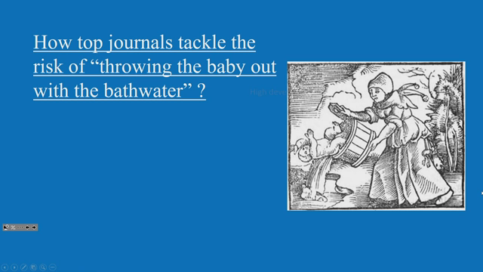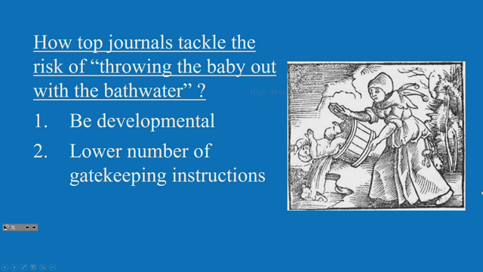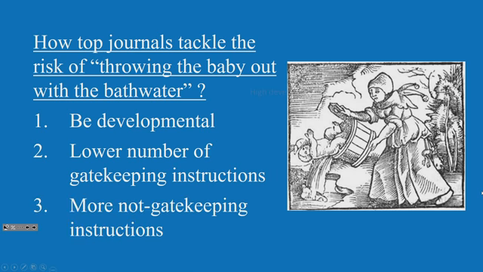So apparently top journals tend to be more developmental, and they also include a larger number of non-gatekeeping instructions. But they need to preserve the capability to identify impactful works. So these seem to be strategies which are consistent with the perceived risk of rejecting very impactful works if only strong gatekeeping instructions are included or taken into consideration by the reviewers.